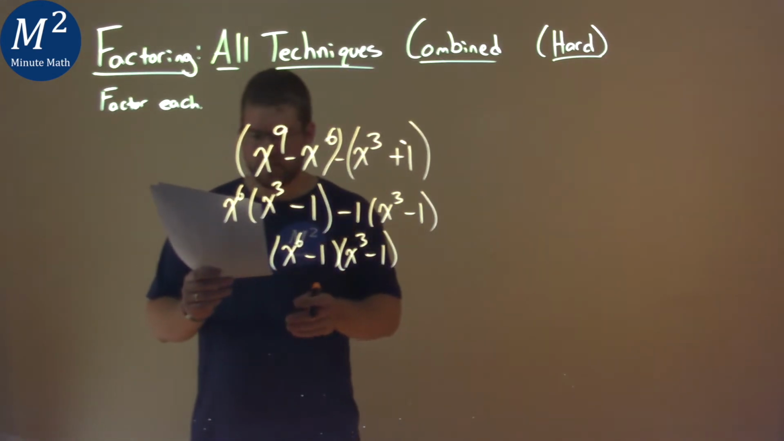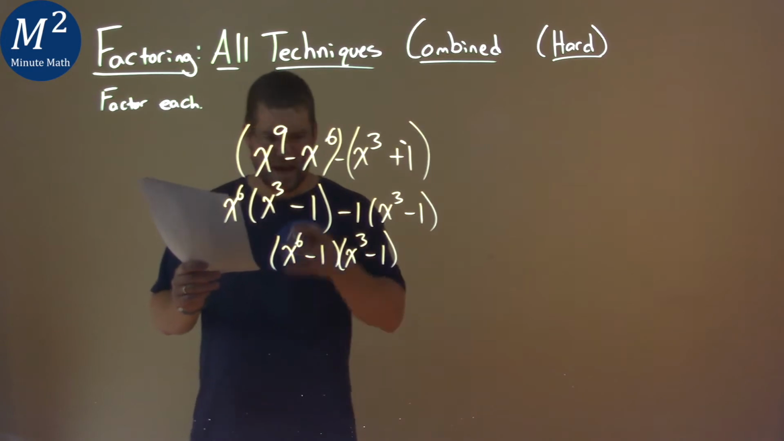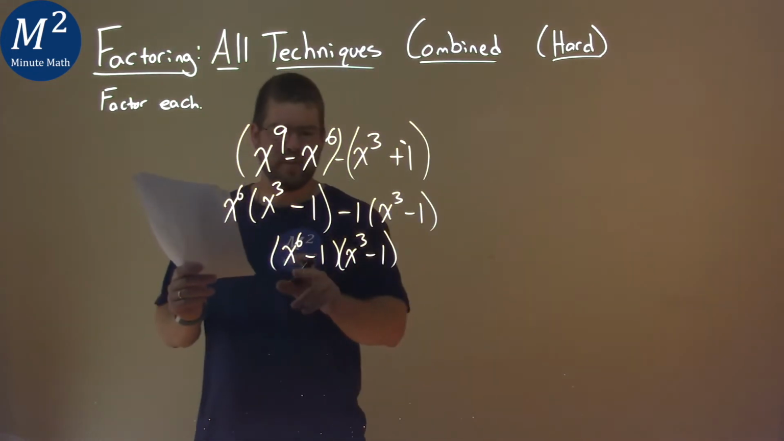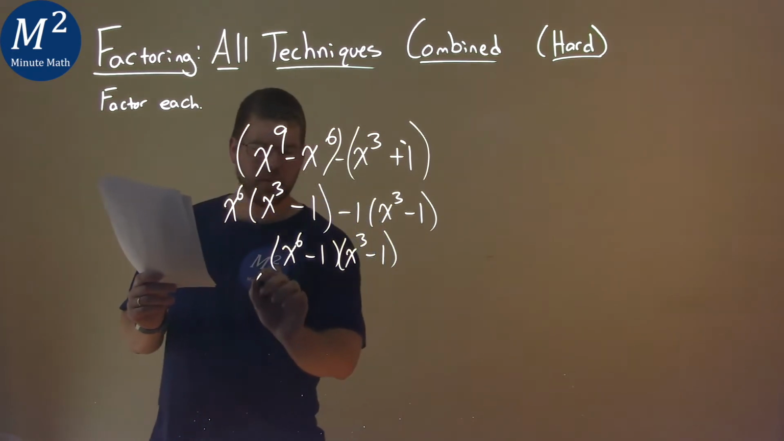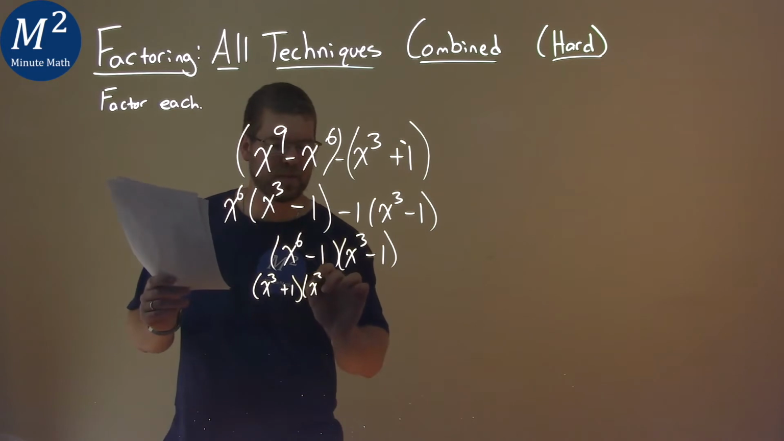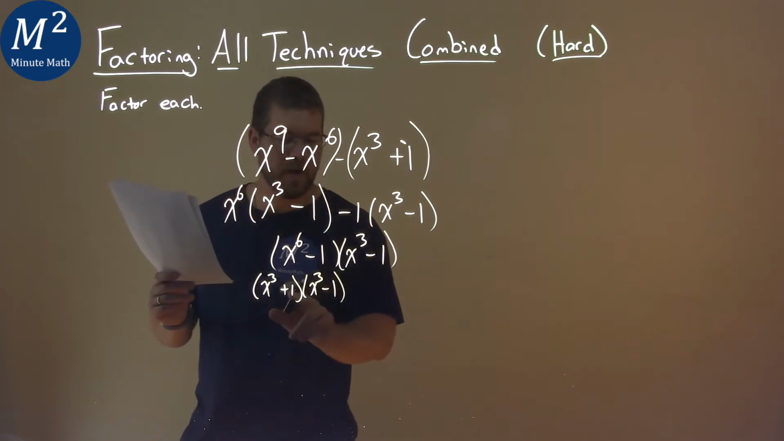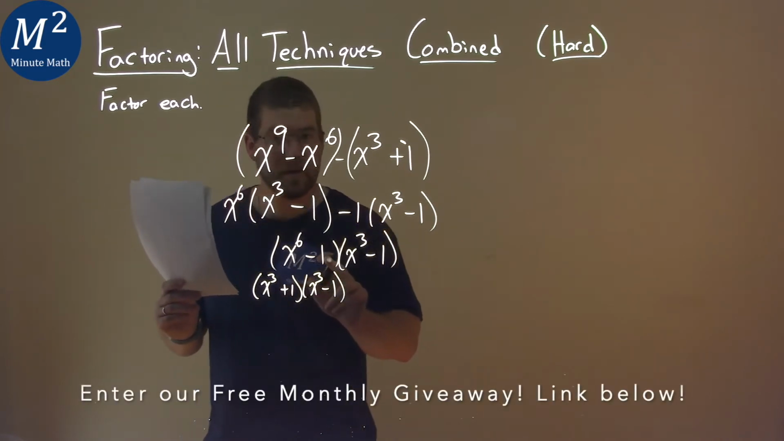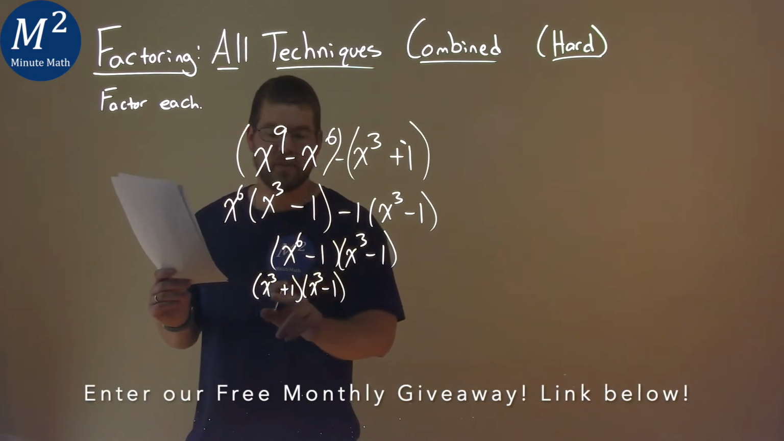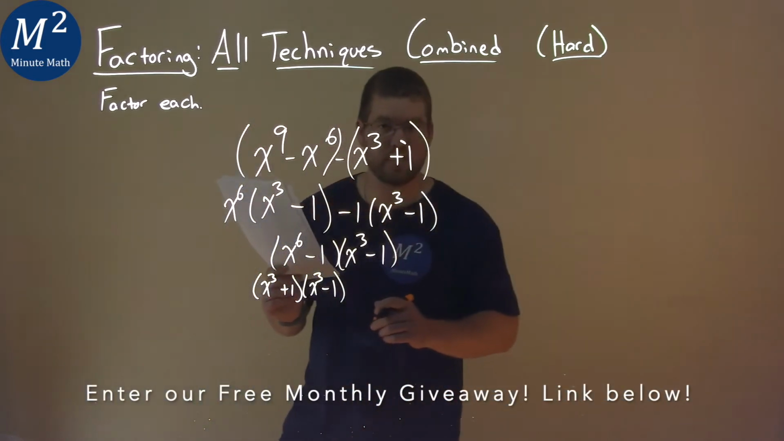x to the 6th minus 1. How does that factor? Well, this is almost like a quadratic form, the b value being 0. This comes out to be an x to the 3rd plus 1 times an x to the third minus 1. 1 times negative 1 is a negative 1. When we add them together, we get 0. x to the third times x to the third is x to the sixth.